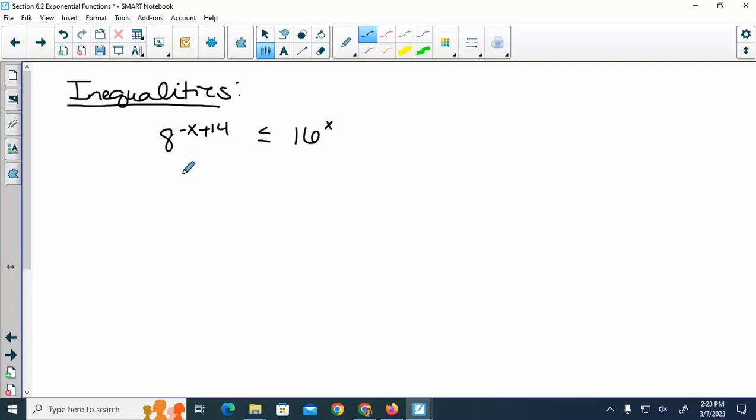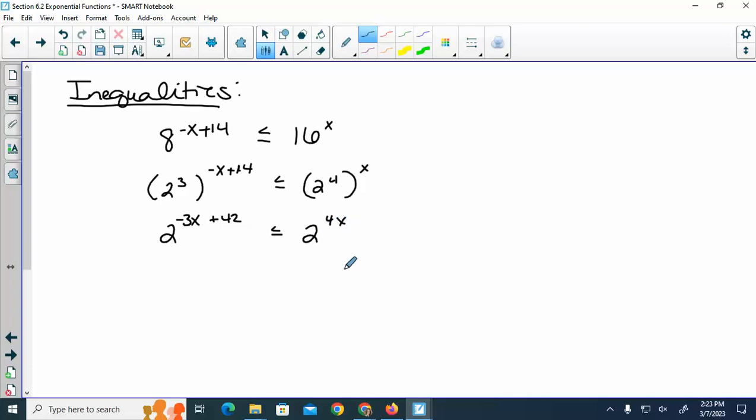Okay, what's my common base? 2. So 8 would be 2 to the 3rd, 16 would be 2 to the 4th. So if we multiply, we get negative 3x plus 42, and 2 to the 4x.